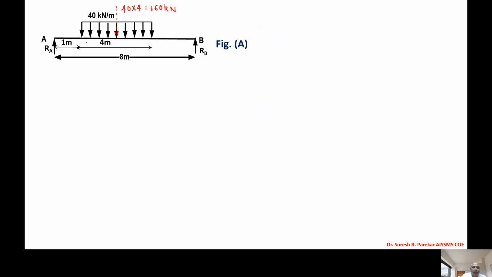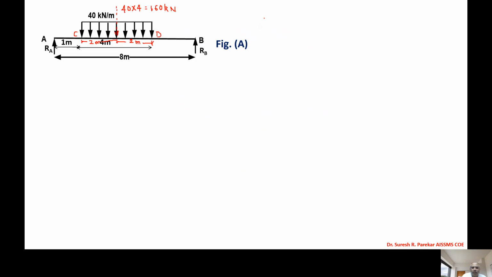Now, where will it act? It will act at 2 meters from this end, as it is a rectangle, so it will always act at the center. So it is 2 meters from here. Now I will mention this as C, and I will mention this as D.